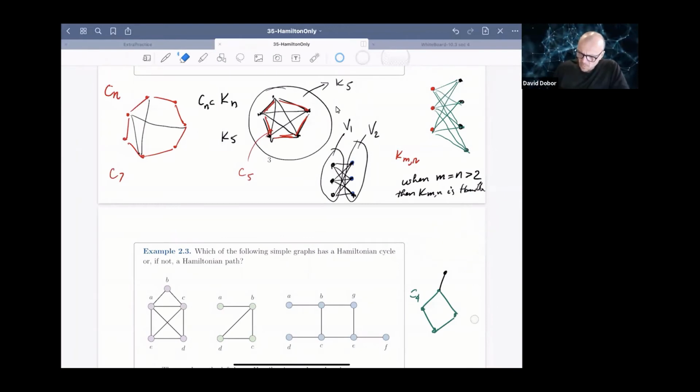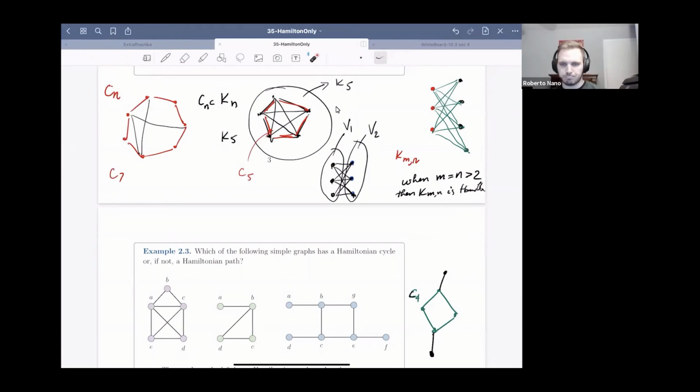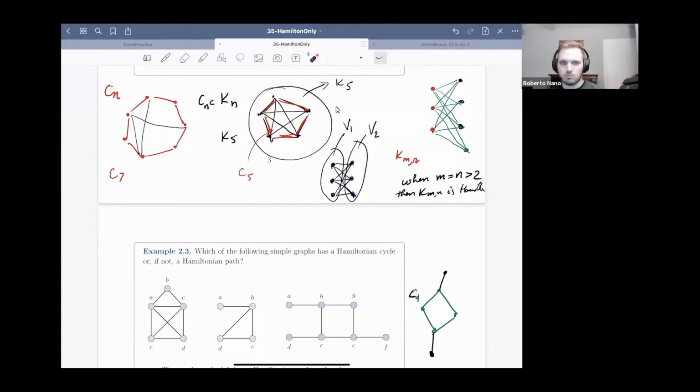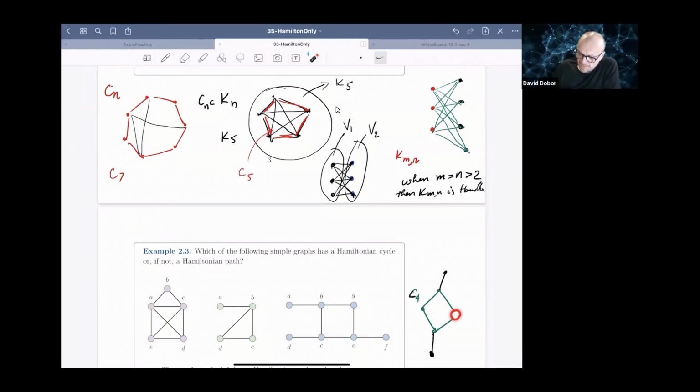But the thing is, if I took this graph here, let me erase that. So you see this C4 with an attached edge on the right-hand side of the screen. Does this graph have a Hamiltonian path? No. Well, you won't find it if you start at any of the vertices of the C4 piece, in the green piece. But you can start here, and you can walk down. Okay, so this one doesn't have it.